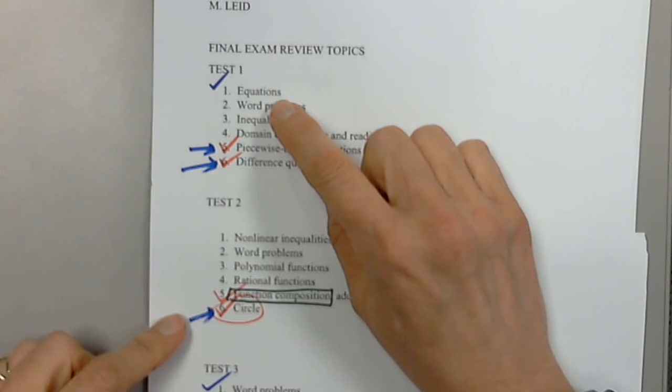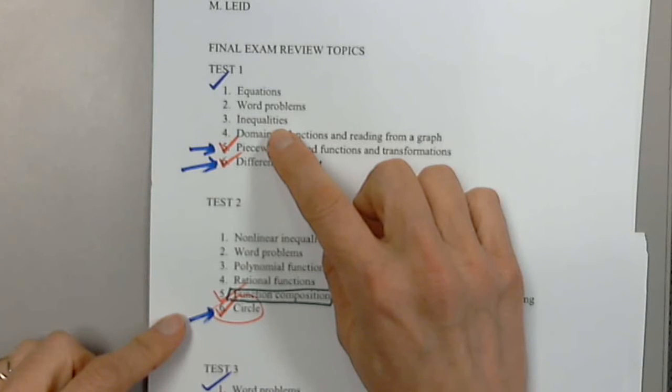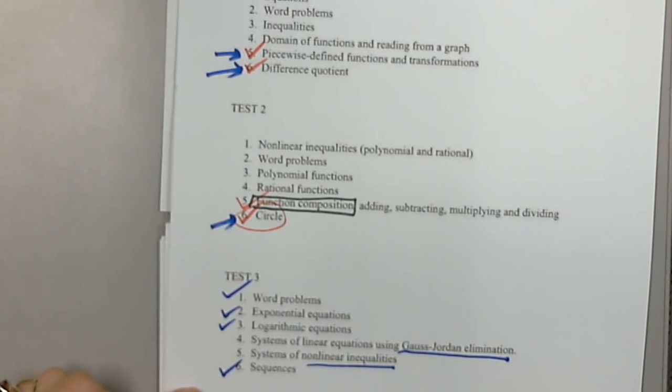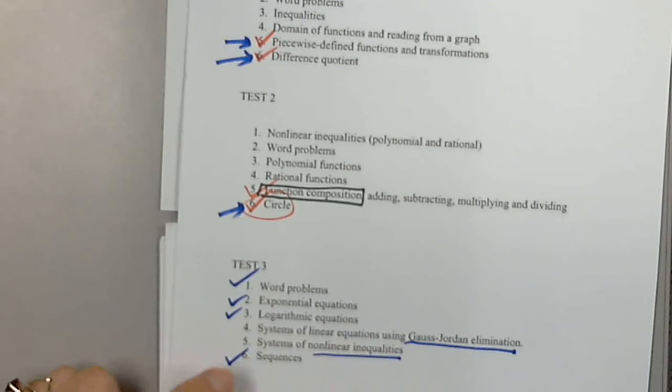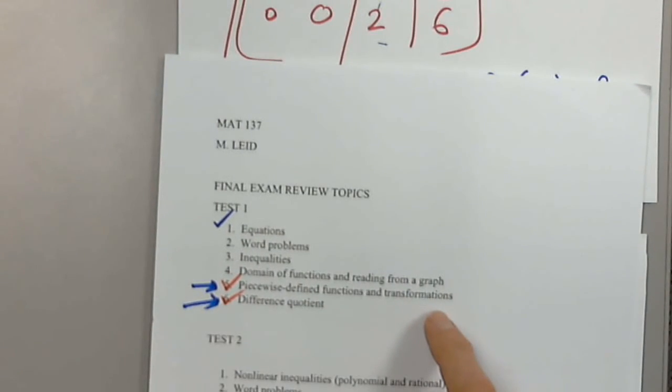However, equations will have part A and B, maybe C. Inequalities may have part A and part B. One exponential equation, one log equation, one Gauss-Jordan elimination, one nonlinear inequality. Sequences may have 2 or 3 problems because they are so, I don't want to say simple, but not involved. So here I may have part A, part B with different questions, a recursive formula, an nth term formula to find some terms. The difference quotient, one problem. The piecewise defined function, one problem.